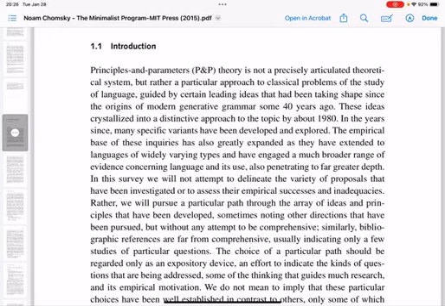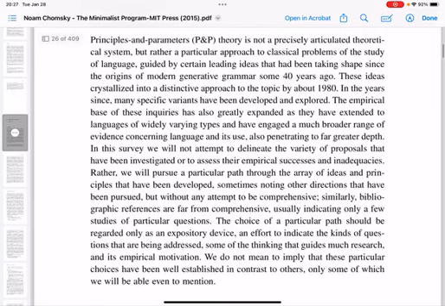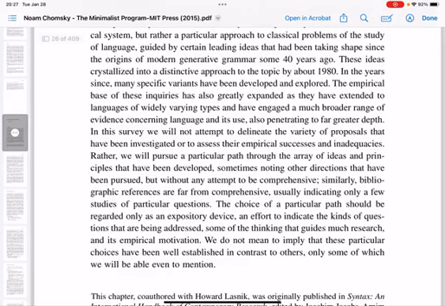Principles and parameters, P and P. Theory is not a precisely articulated theoretical system, but rather a particular approach to classical problems of the study of language. Guided by certain leading ideas that had been taking shape since the origins of modern generative grammar some 40 years ago. These ideas crystallized into a distinctive approach to the topic by about 1980. In the years since, many specific variants have been developed and explored.